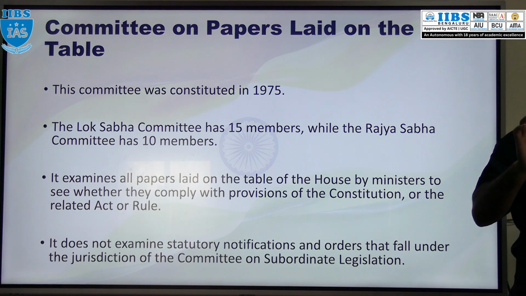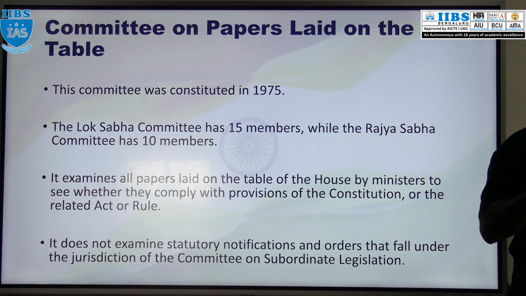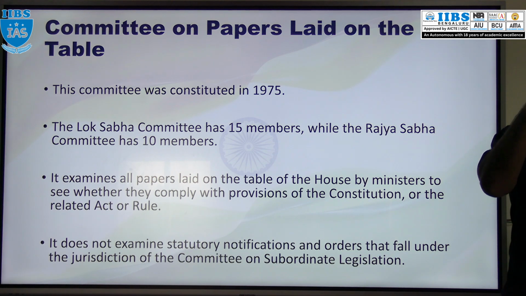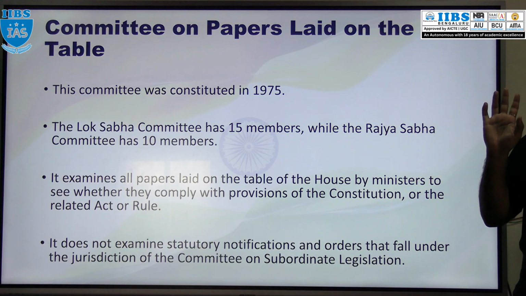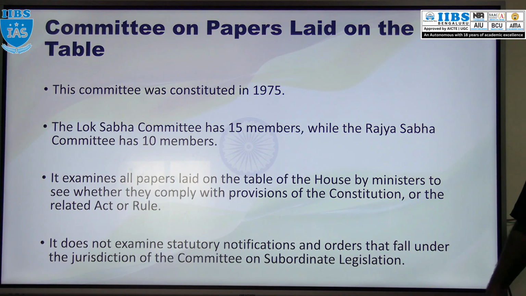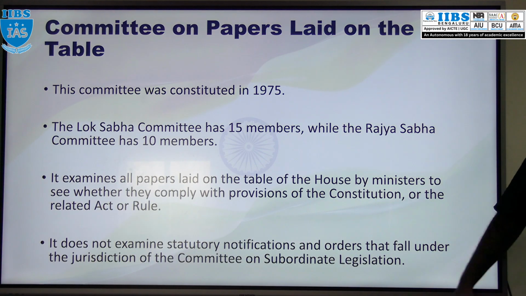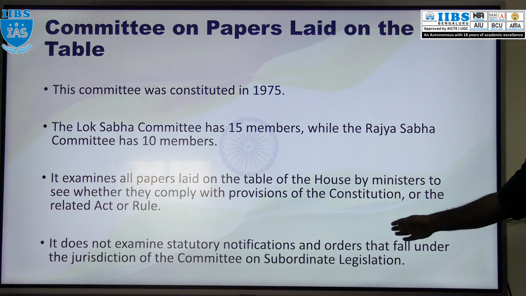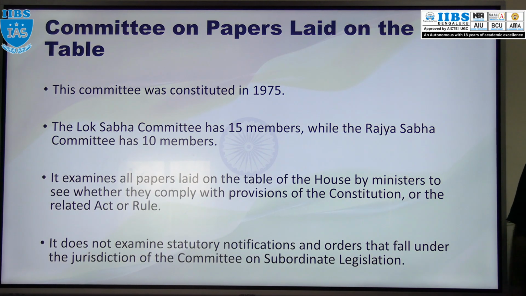Those papers are according to the provisions of the constitution, and this committee checks whether the papers laid down before the house follow the rules and regulations of that particular house or not. This committee does not have the power to examine statutory notifications or other matters, which fall under the Committee on Subordinate Legislation.